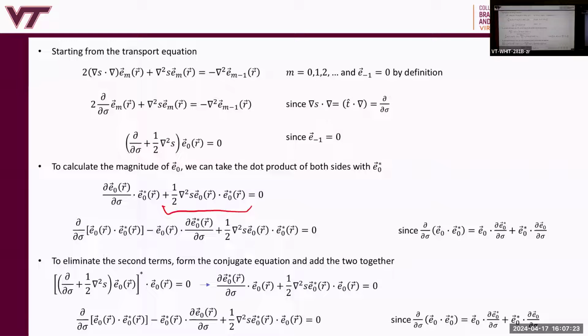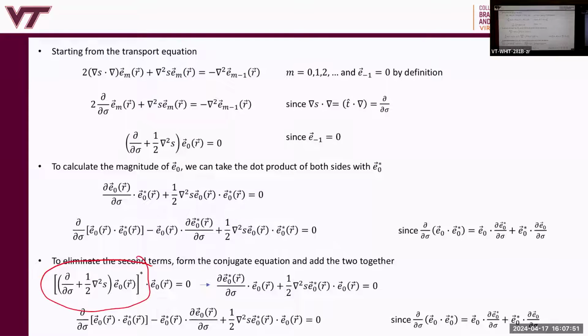All right, and then the rest of it's the same. Very good. To eliminate the second term, to eliminate this term, we need to get rid of this term. How can we do that? Well, we're going to form the conjugate equation and add the two together. So instead of taking the dot product of this equation with E naught conjugate, we're going to conjugate this equation and take the dot product with E naught to form the conjugate equation. So that's what we have here.